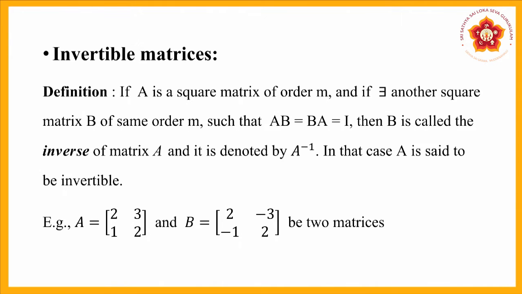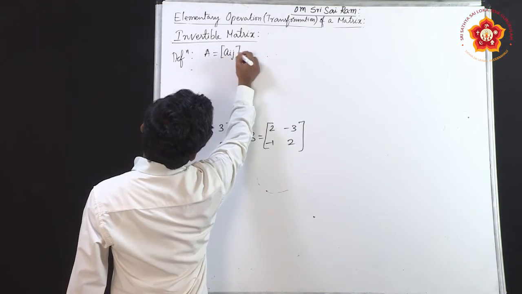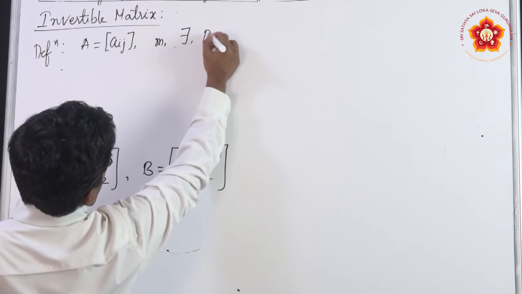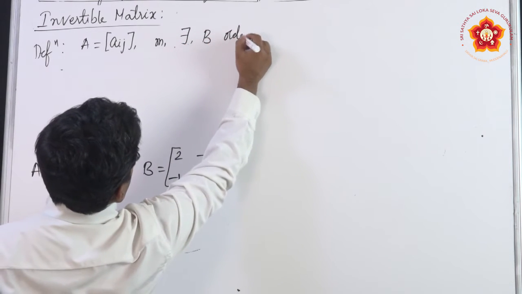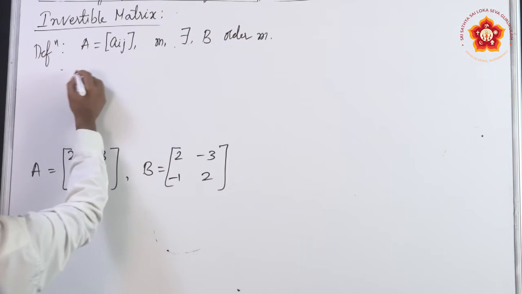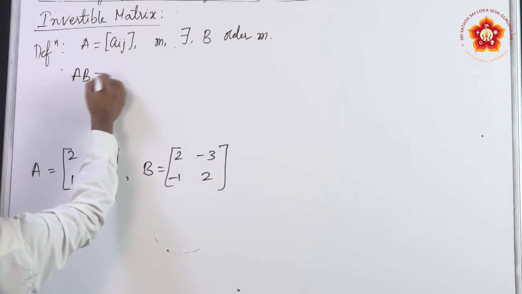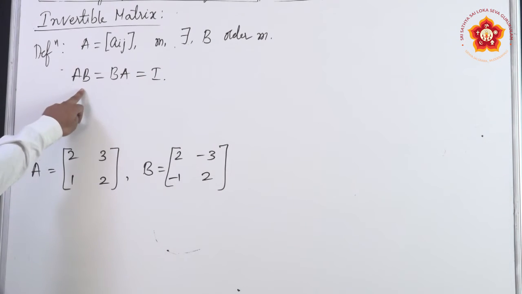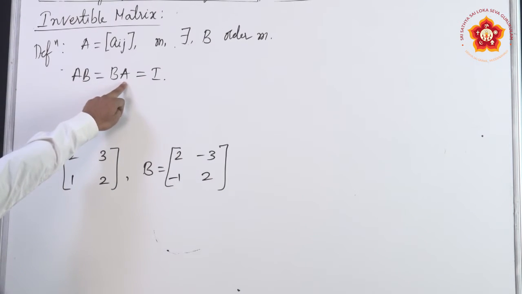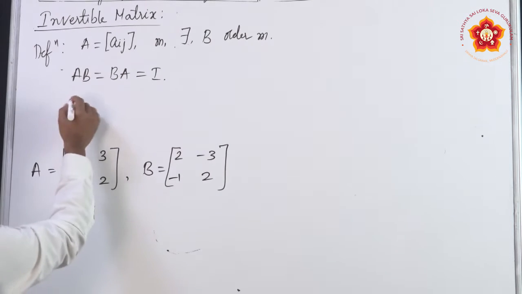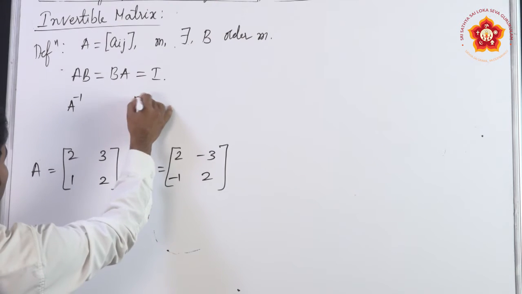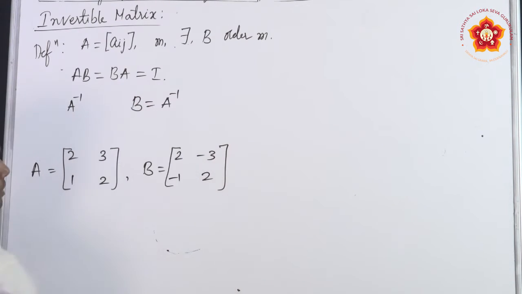Suppose A is a square matrix of order m, and there exists another matrix B of the same order, then it follows that AB is equal to BA is equal to I. Then we can say that B is the inverse of matrix A, and that can be denoted as A inverse. So, hence we can say that B will be equal to A inverse.